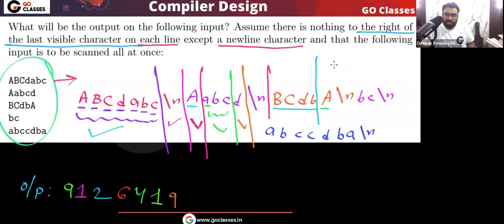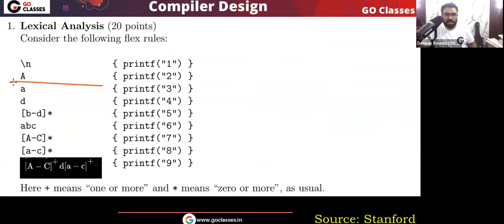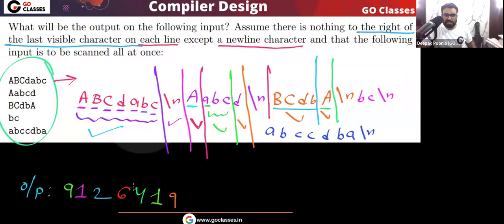Next you have this A. Then there is new line character. For the new line character, we have to generate token 1. So for this A, what will I generate? For this capital A, the token 2 will be generated. Then for the new line, token 1 will be generated.